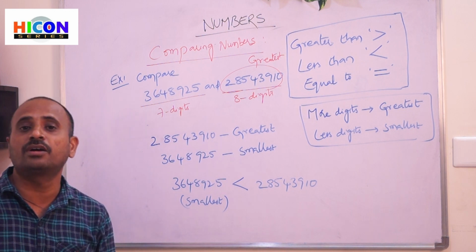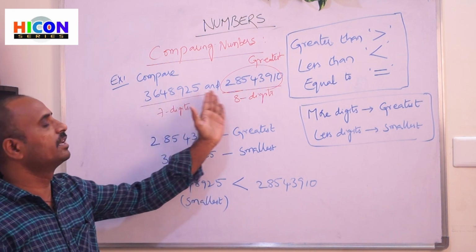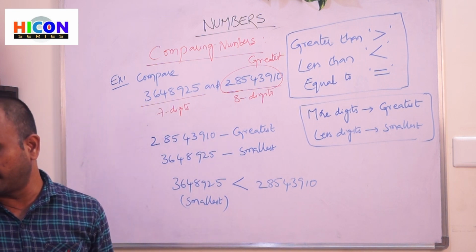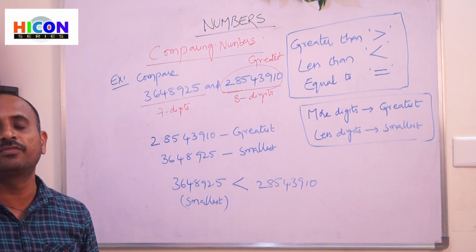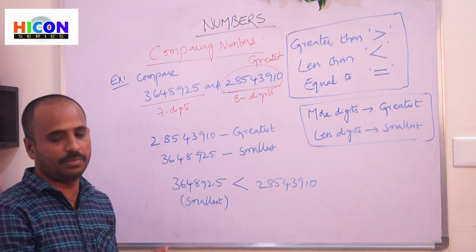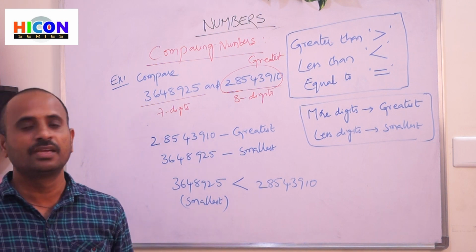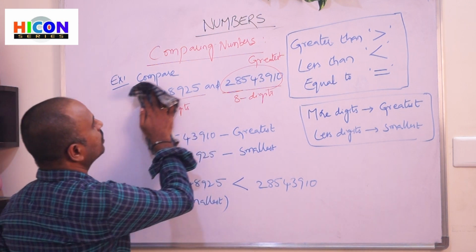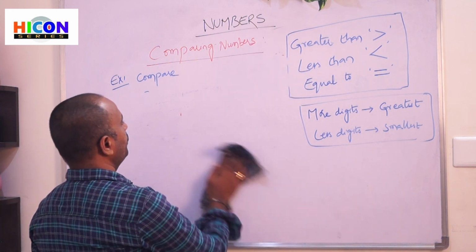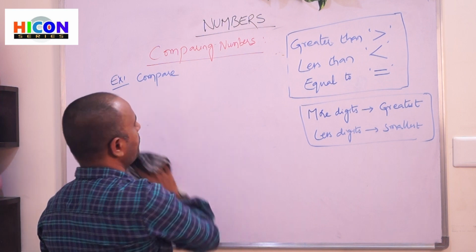So how to compare if there are the same number of digits in the given numbers? So you have already learned in the previous classes. So how to compare if there are the same number of digits? So let us take another example for the numbers having the same number of digits, and let us see how to compare those numbers having the same number of digits.